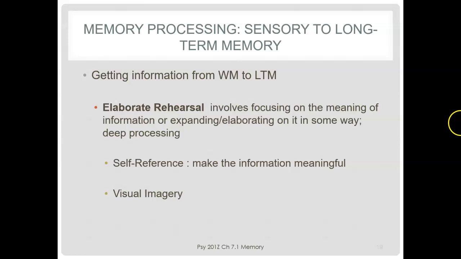So when you're encoding information, you want to do deep processing. Shallow processing does just the basics. It's deep processing, it's elaborative rehearsal, that gets information into long-term memory and keeps it there. And visual imagery is really effective too. If you create pictures to go with the information that you're trying to encode, that can be very effective.